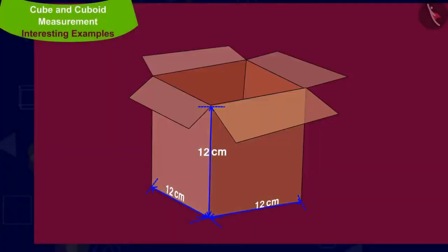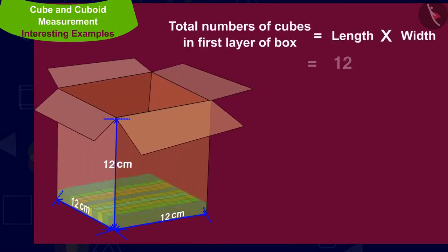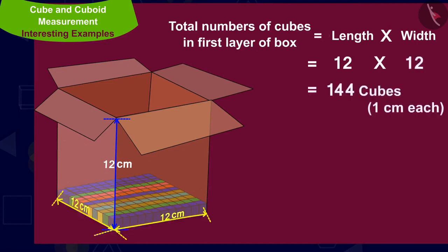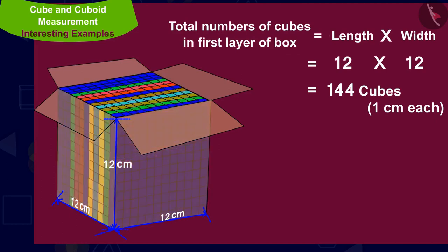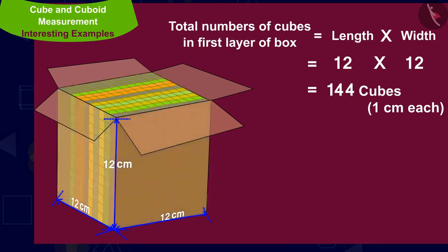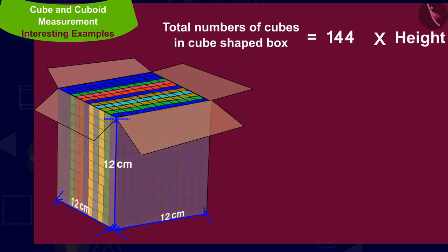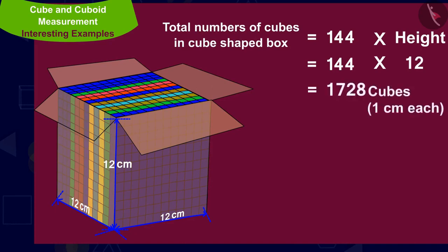This box is cube shaped. So its first layer will contain 12 times 12, 144 cubes of dimension 1 centimeter each. The height of this box is also 12 centimeters. So this box will have 12 such layers of cubes of dimension 1 centimeter each. Therefore, this box will contain 144 times 12, 1728 cubes of dimension 1 centimeter each.